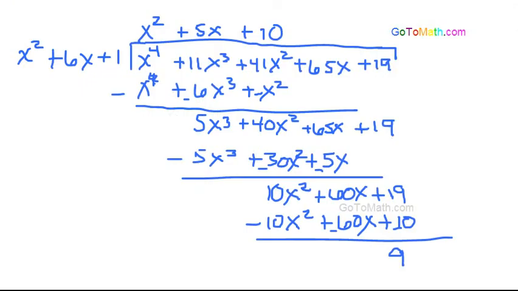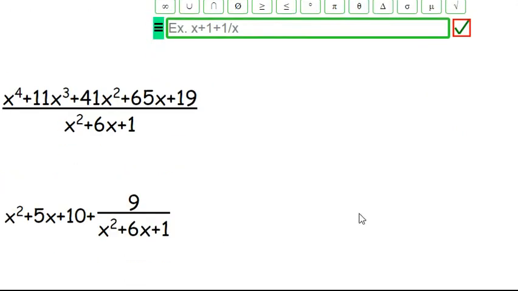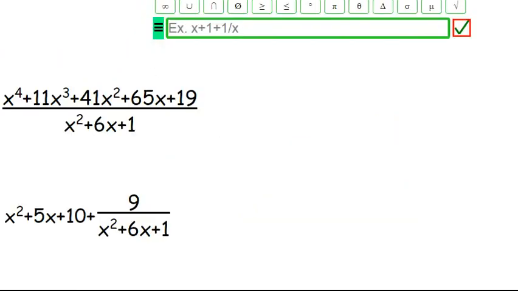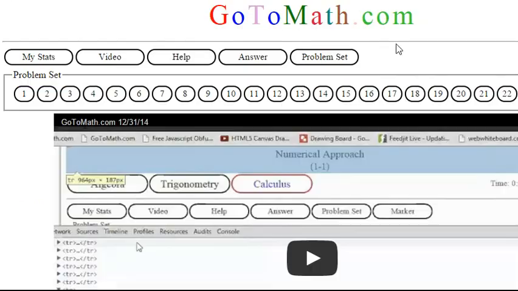X squared plus 5x plus 10. Okay, looks good. Plus 9 over x squared plus 6x plus 1. Yep, that's it. Alright. If you're over here at go-to-math.com, getting it worked out, see you in the next problem.